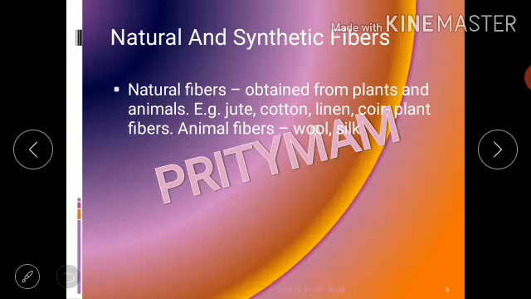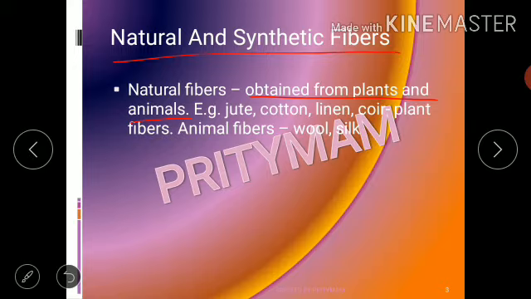Natural and synthetic fibers. Students, we have already learned that fabrics are made from fibers. And we also know that there are two different types of fibers. One is the natural fiber and the other is the synthetic fiber. What is natural fiber then? Natural fibers are obtained from plants and animals.